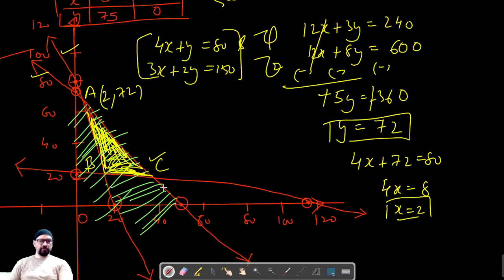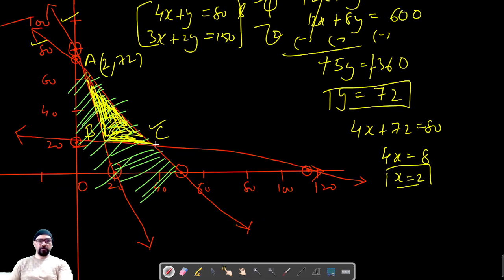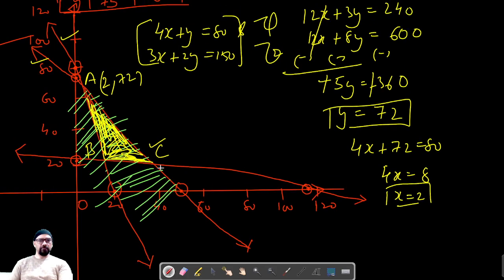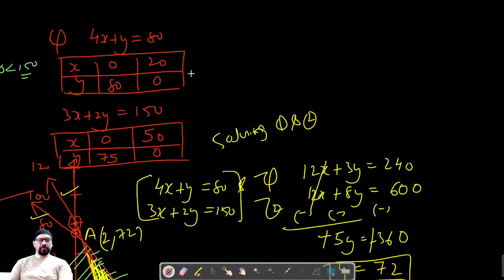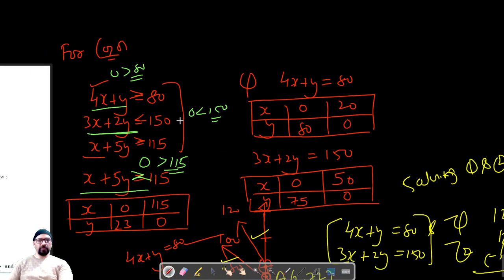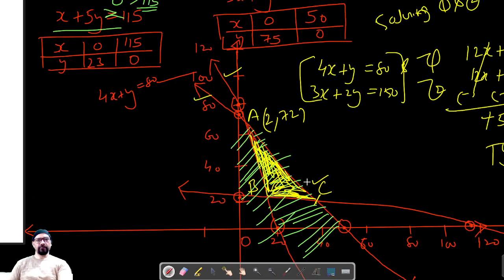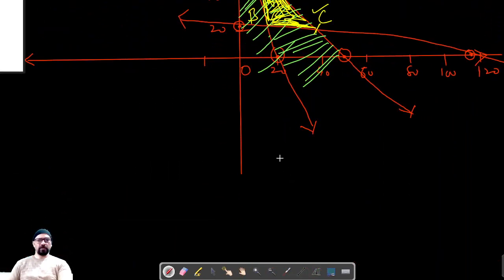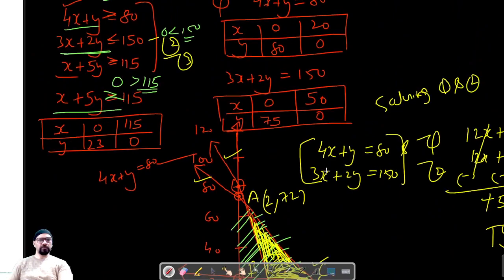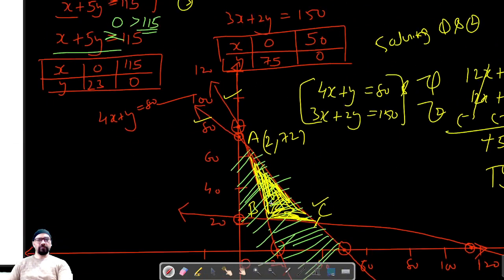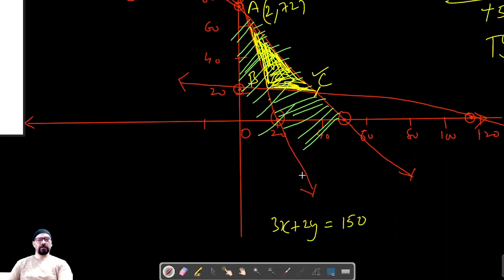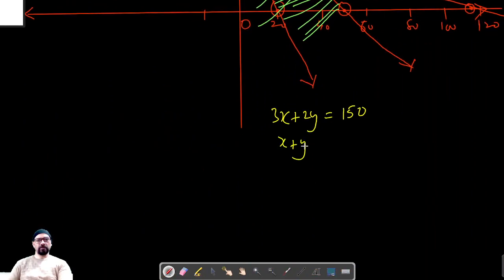Again, let's try to get C, which is the point of intersection of the second line, which is the point of intersection of second and third. So this is a point of intersection of second and third. And let's try to solve them. So our equations are 3x plus 2y is equal to 150, and it's x plus y is equal to 150.